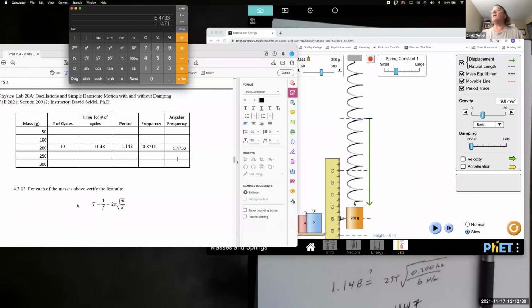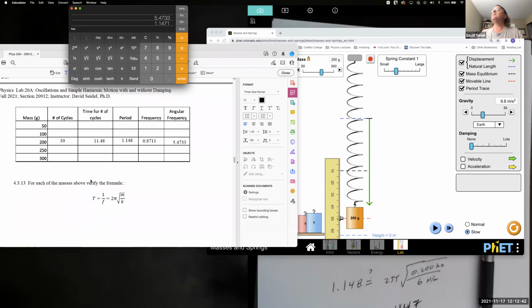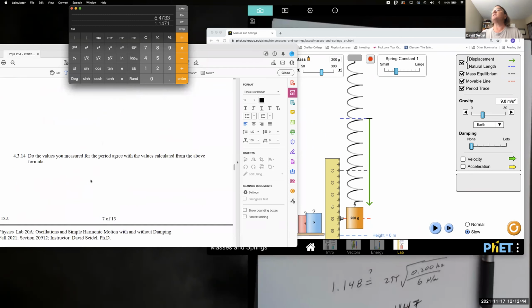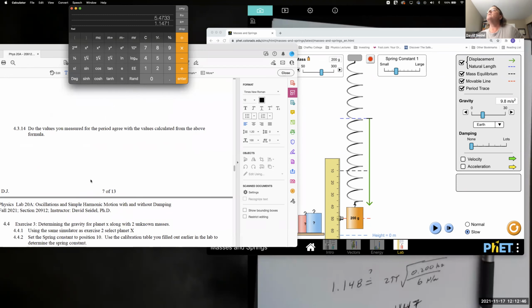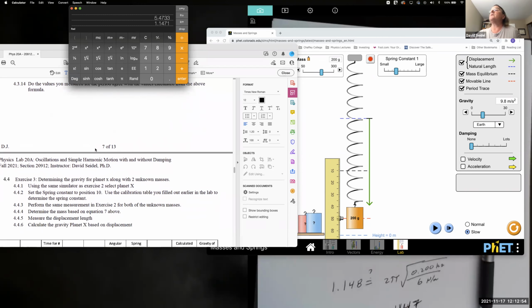Okay, you're going to verify your calibration table, at least for that position 4. So do the values for the period agree with the values calculated from above? I certainly hope so.